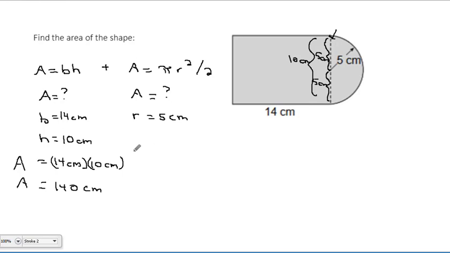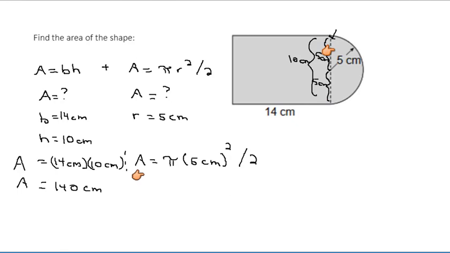And for our area for the circle, we can do the same thing. So area is equal to pi. You can substitute 3.14 in there if you like, or you can just leave it as the value of pi, times 5 centimeters. And we're going to square that. So remember, that's 5 times 5, not 5 times 2. And I'm just going to write this in as a reminder that I'm going to have to divide all of this by 2 because I need the area of the half of the circle, not the entire circle.